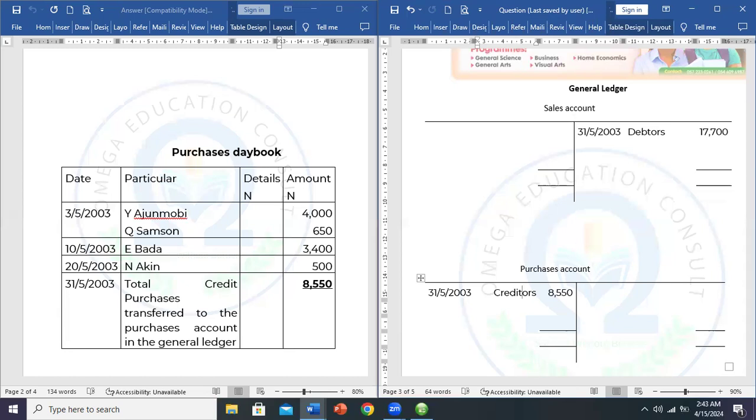Okay, so I guess this first session is ending now. When we come back, we'll move to the return inwards and return outwards and conclude on how to post from these four day books into the various ledgers. So see you in the next session. Unless there's a question, I'm ready to answer that before we move to the next session. Okay, I guess when we rejoin, your questions can follow. So see you in the next session.